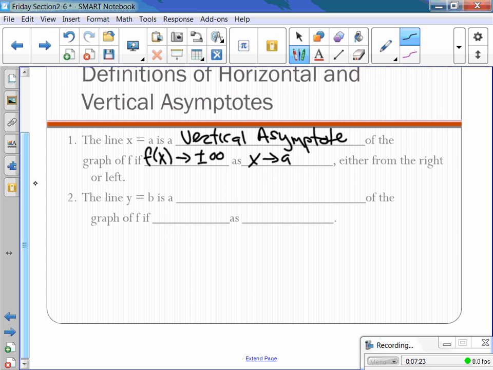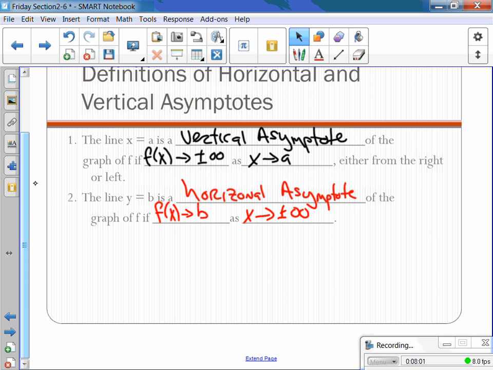Horizontal asymptote. We say the line y equals b is a horizontal asymptote of the graph of f if f of x approaches b as x approaches plus or minus infinity. So in other words, as x gets larger and larger, or as x gets smaller and smaller, is my graph approaching some y value? Do I have a horizontal asymptote here?